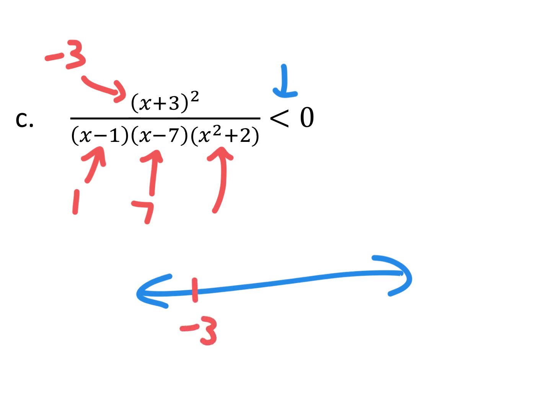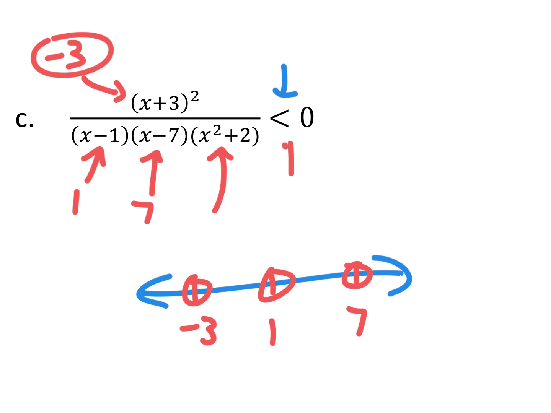So here's -3, here's 1, and here's 7. My 1 got weird looking. I'm going to fix it. Okay, now the top one, this one makes the equation equal 0, but that's not what we want. We want less than 0, so we leave it empty.